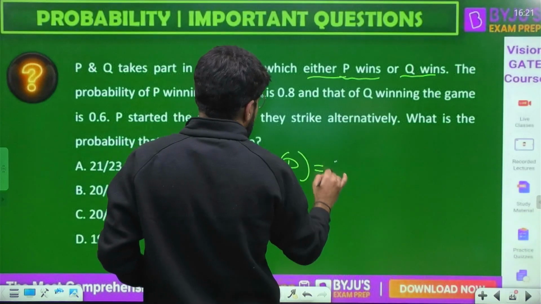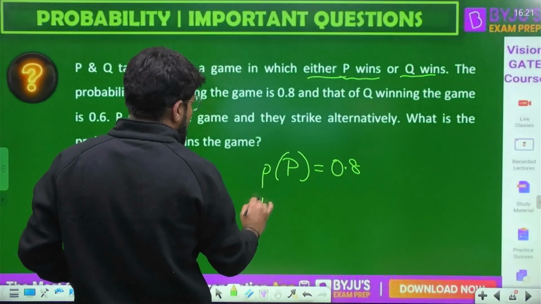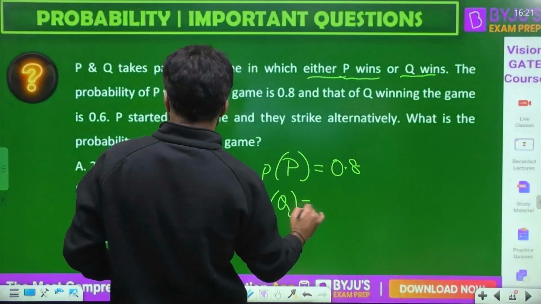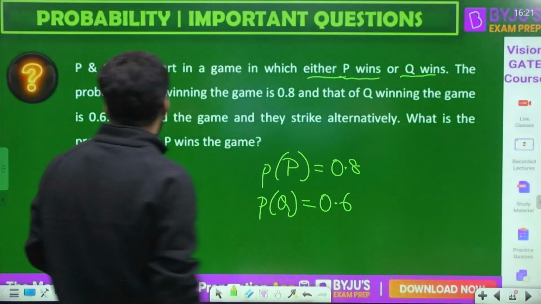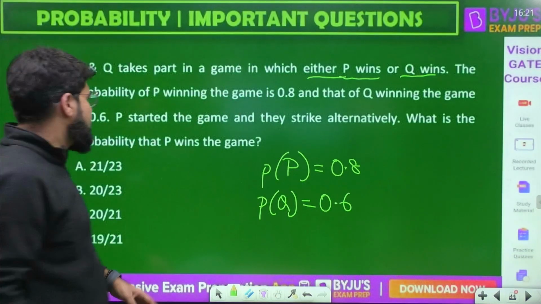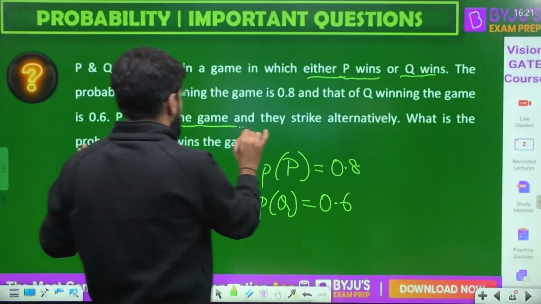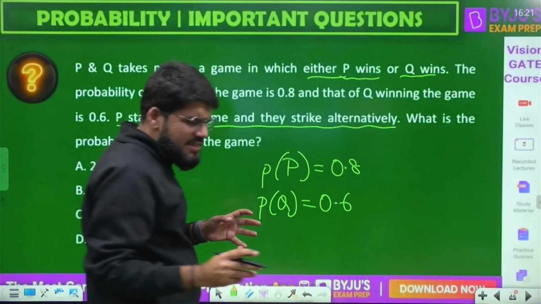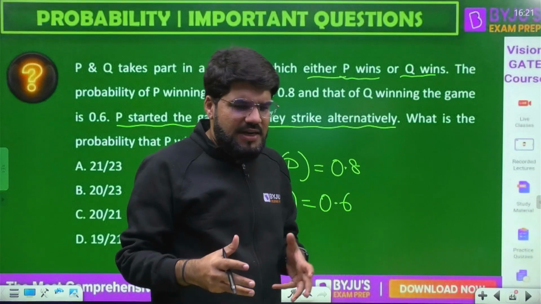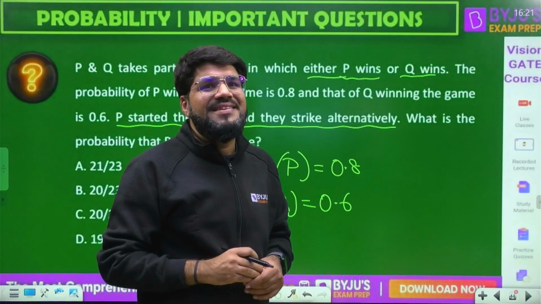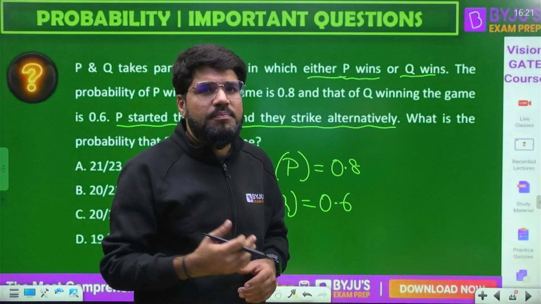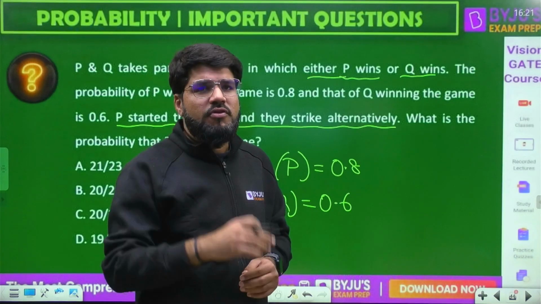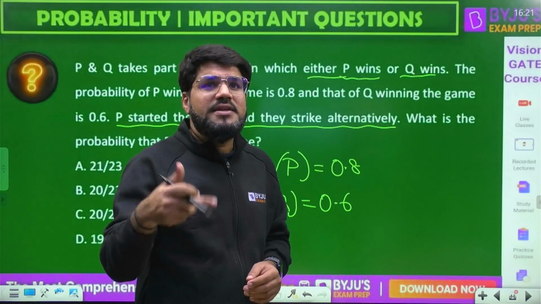The probability of P winning is 0.8. The probability of Q winning is 0.6. P started the game and they strike alternately. Just like, you can understand the situation, maybe like they are playing the game of Ludo and they want to start up their player from the house. So they need to get the 6 first.